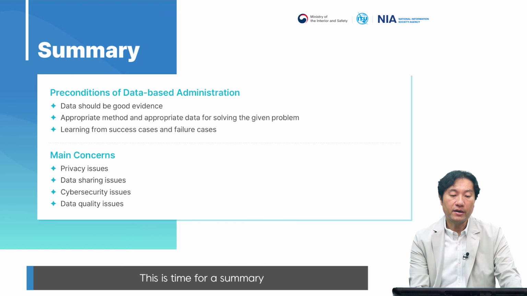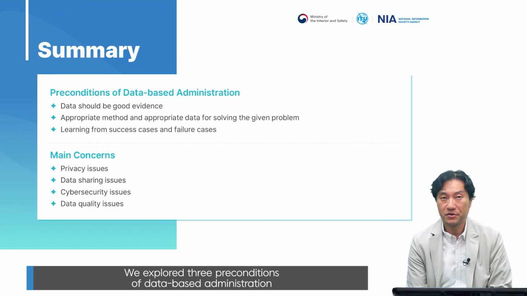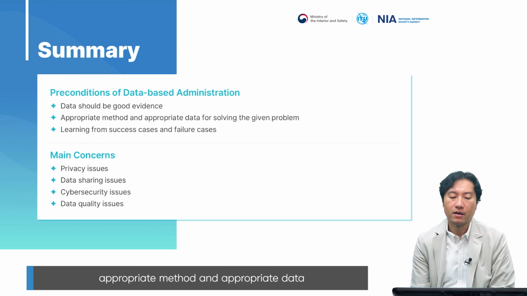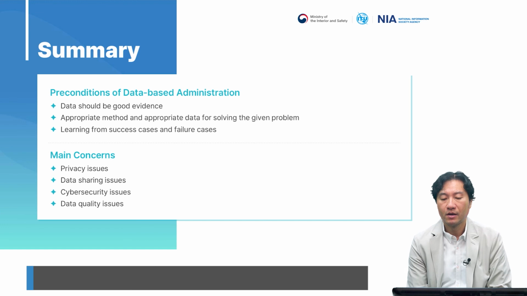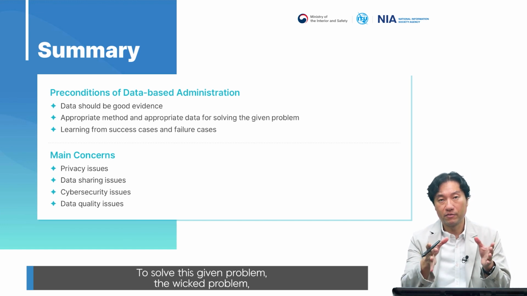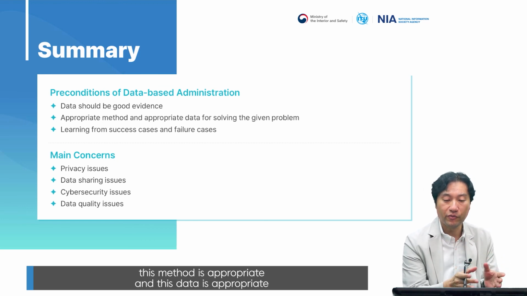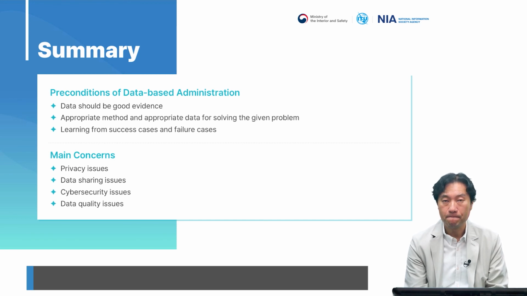This is time for summary. We explored three preconditions of data-based administration. Data should be good evidence. That's a very important fundamental condition. And the second thing, appropriate method and appropriate data for solving the given problem. To solve this given problem, wicked problem, this method is appropriate and this data is appropriate. So right method and right data is the key to solving the problem, public problem.